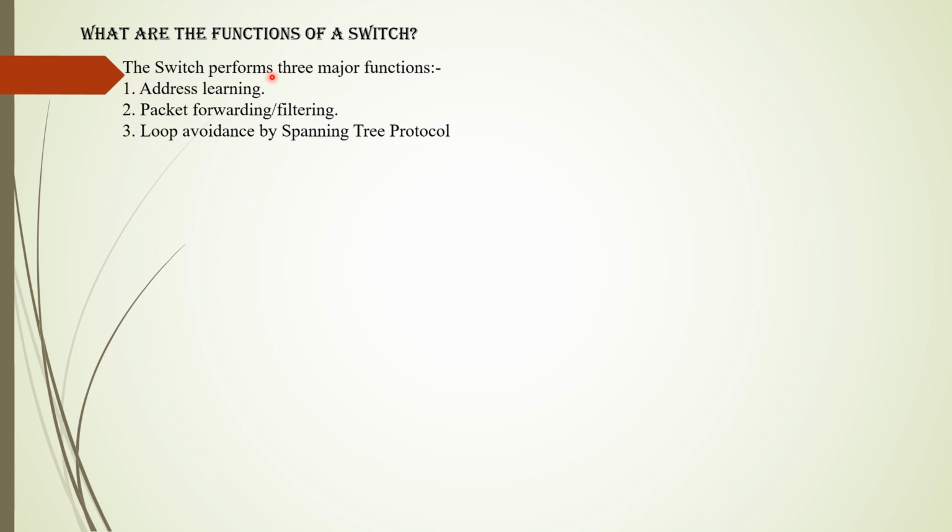What are the functions of a switch? When a packet is received, the switch performs three major functions. One is address learning, second is packet forwarding and filtering, and third, very important, is loop avoidance by using Spanning Tree Protocol. We will take up spanning tree in a later session. These three are the major functions of a switch when a packet is received.